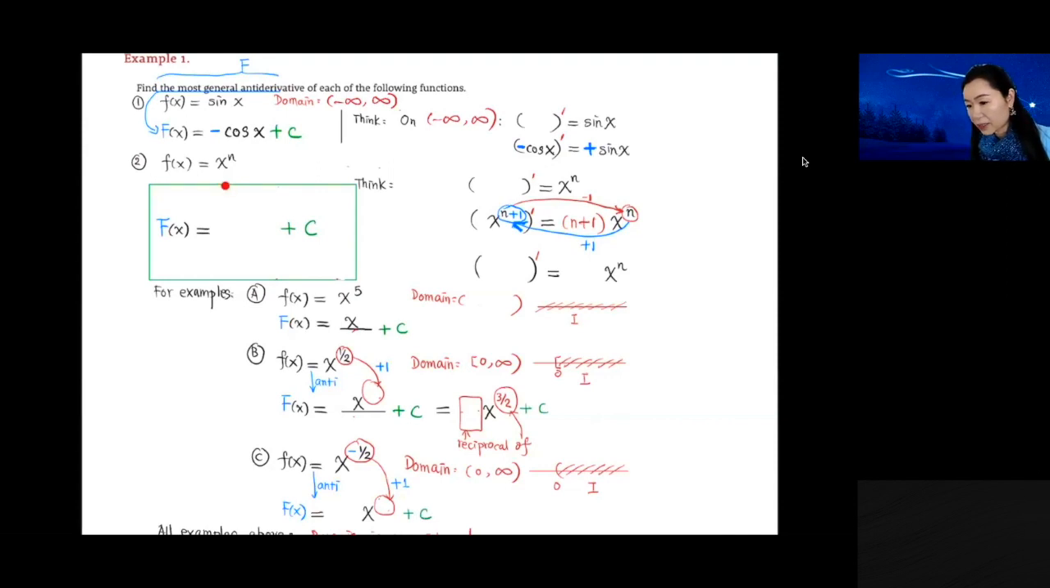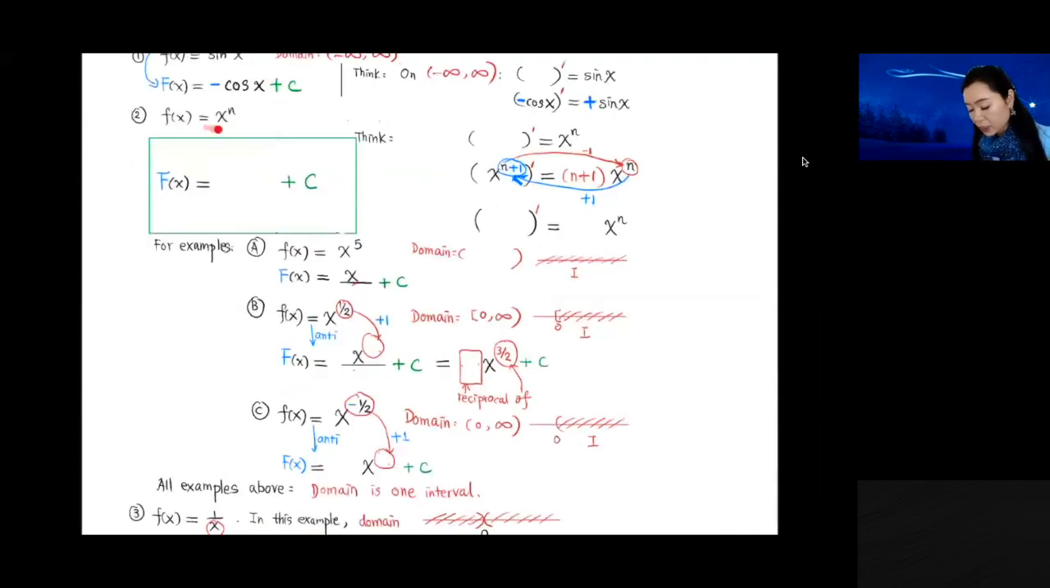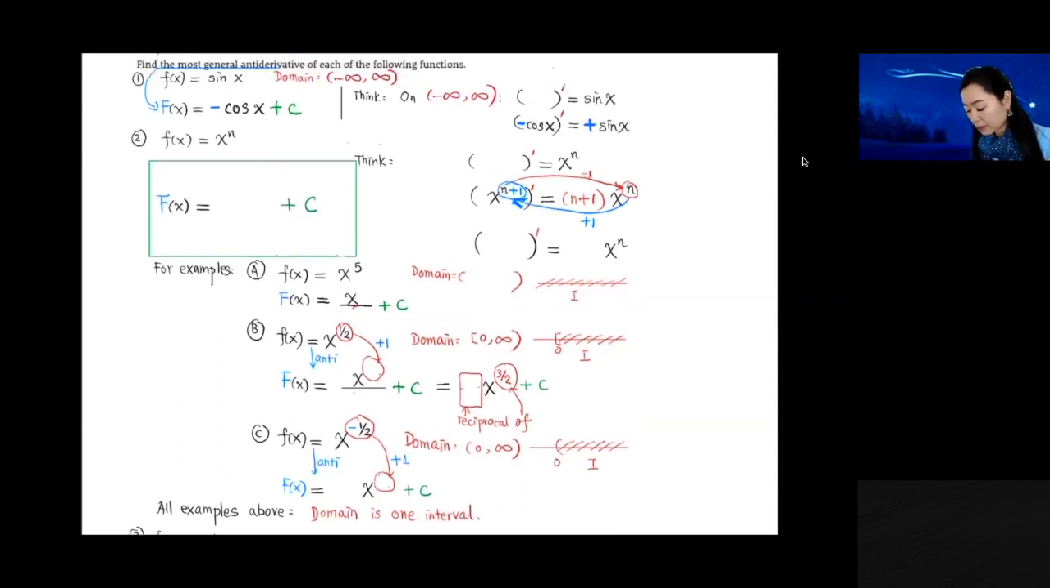When n is positive. Okay. What would be the most general antiderivative of x to the n on its domain? So let's think about what function, when you differentiate, you get x to the n. Okay, let's think about that.